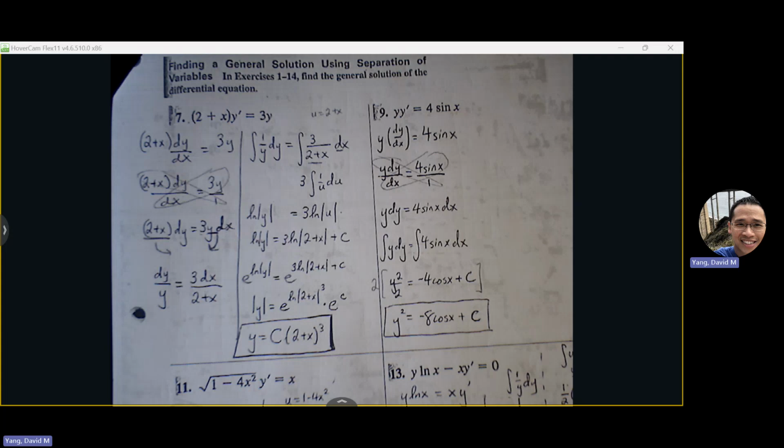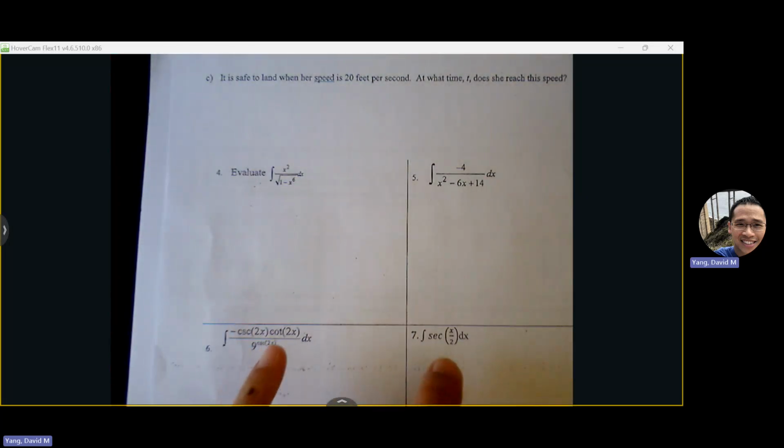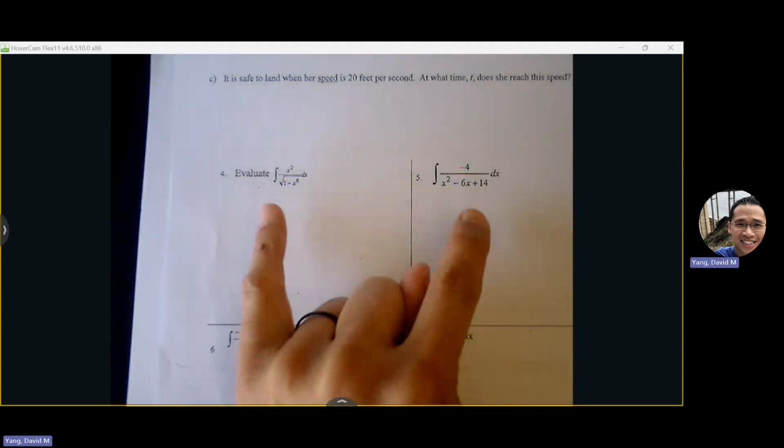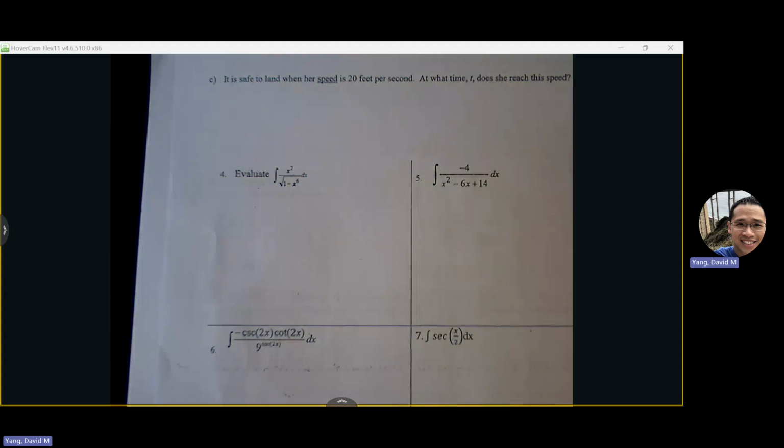Okay, I'll save number 3 for later. Let's try 4 through 7. These are a mixture of some quiz review as well as some problems that involve a newer process involving arc trig. So let's look at number 4.